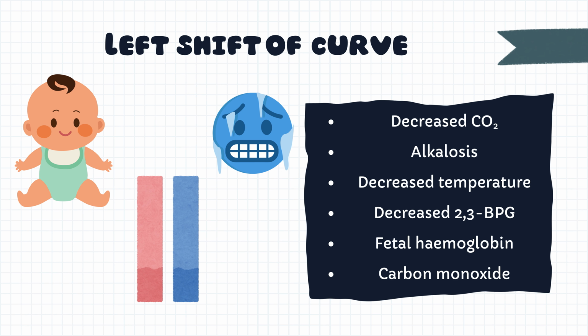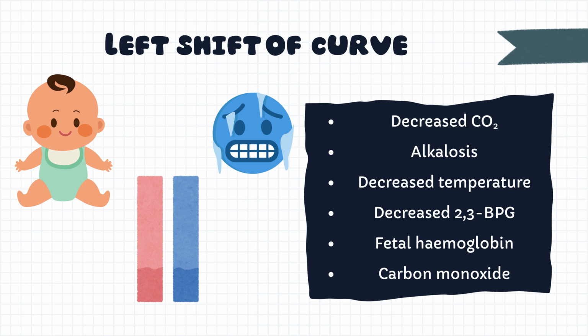Now let's look at the left shift. Here, hemoglobin has a higher affinity for oxygen. It binds oxygen more tightly and is reluctant to let go. Left shift is caused by decreased carbon dioxide. Less CO2 means less acidity. The blood becomes more alkaline, and hemoglobin holds onto oxygen: alkalosis, or high pH. In conditions like vomiting or hyperventilation, pH rises. This makes hemoglobin bind oxygen more strongly.